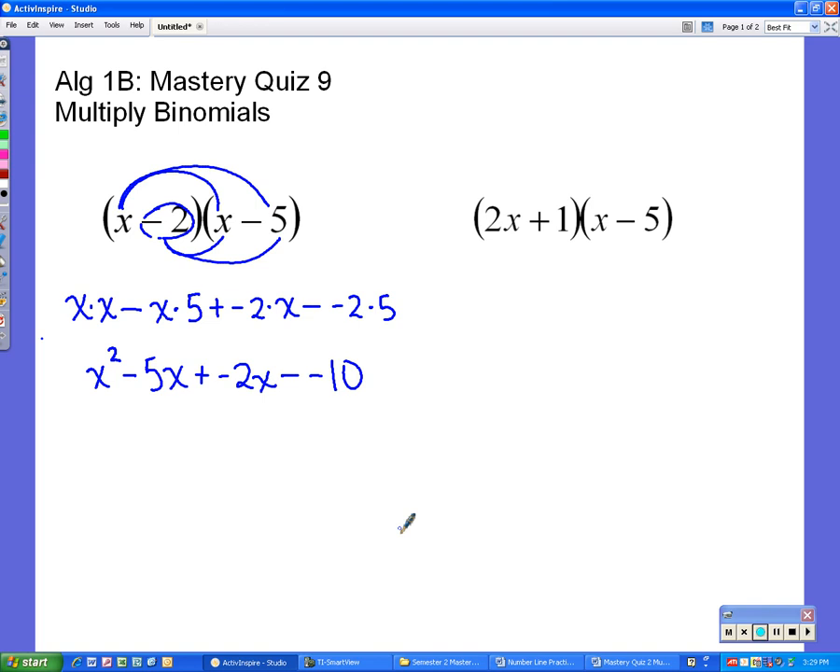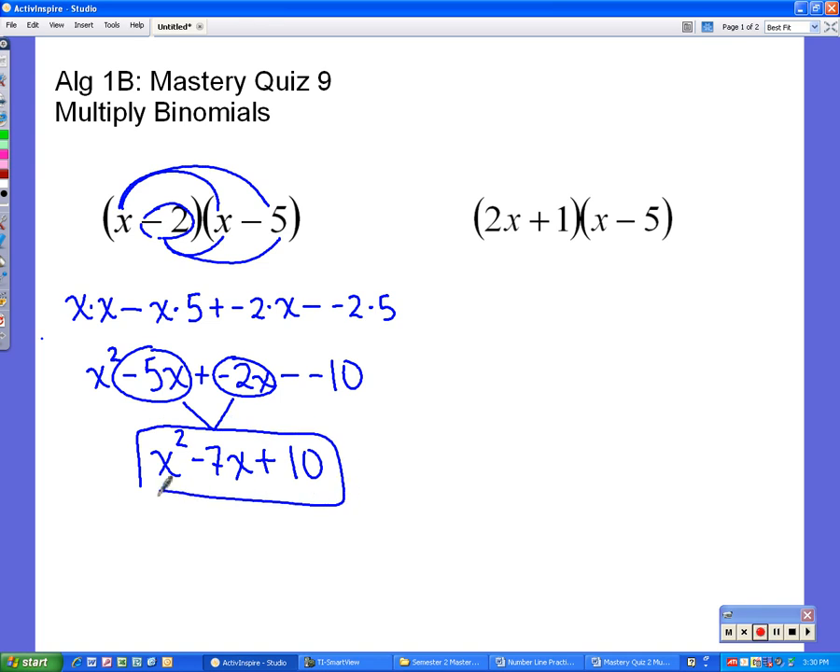Now we have two like terms. We have -5x and we have -2x, and we're adding those together. So what we get from those two terms is -7x. The x squared out front has no like terms, so we just bring it down without changing it. And minus the negative we learned is the same thing as adding, so we change it to an adding sign and we rewrite the 10. And our final answer is x squared minus 7x plus 10.